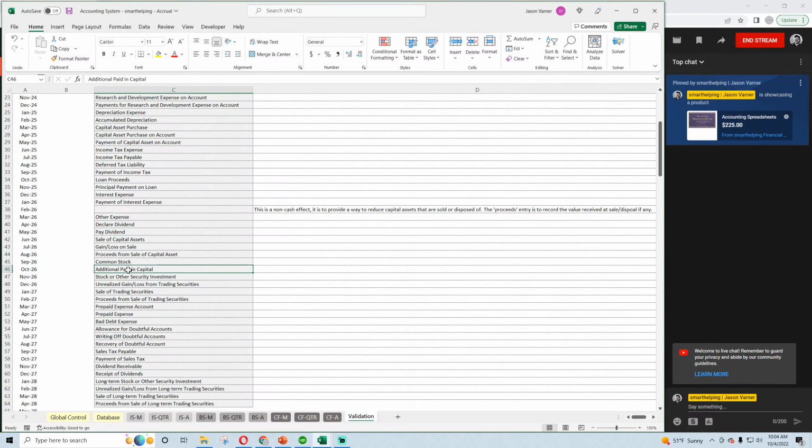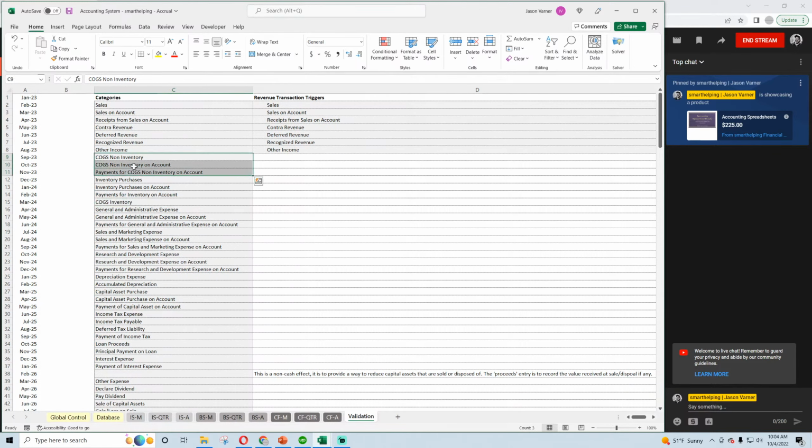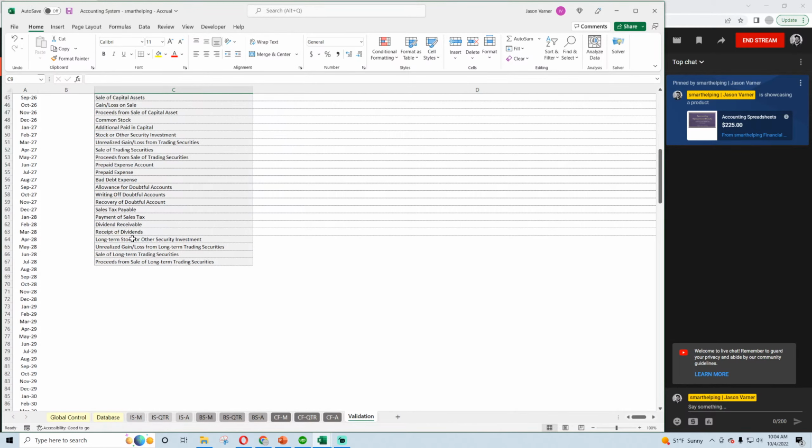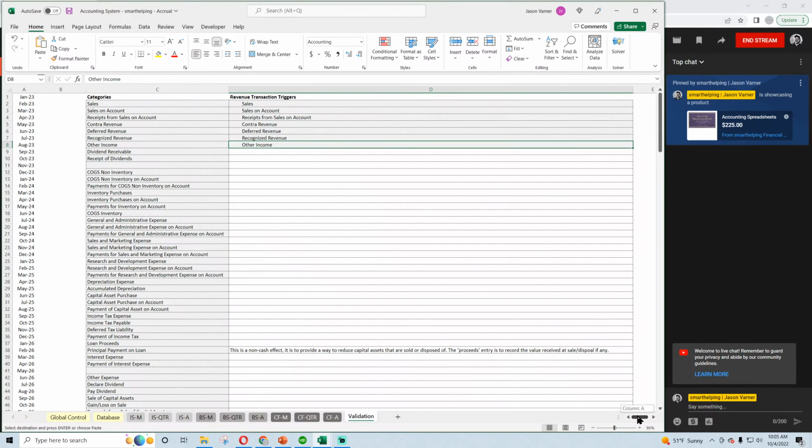Proceeds, all of that we don't really want in the top. What else do we have down here? We could have dividends. Dividends receivable and receipt of dividends. So that's basically all the income items right at the top. Zoom out a little bit here. Okay.